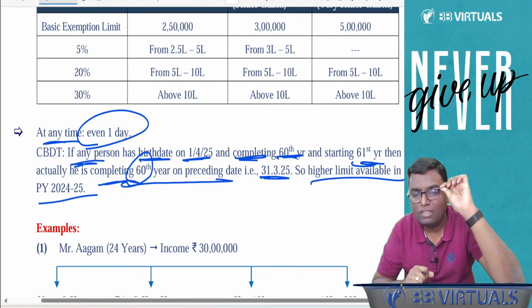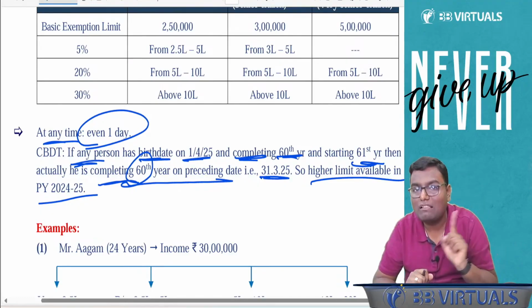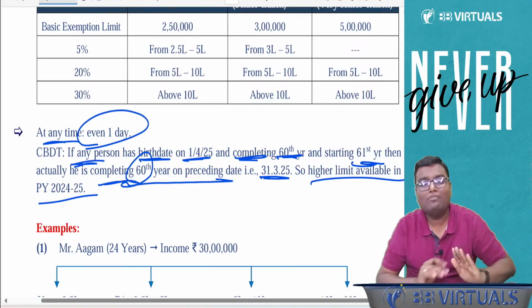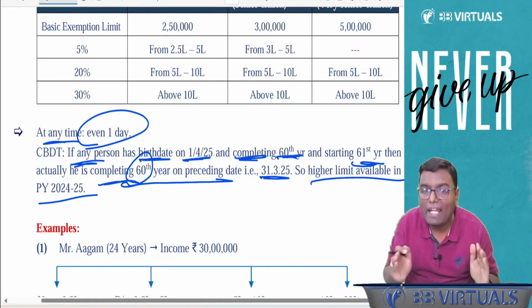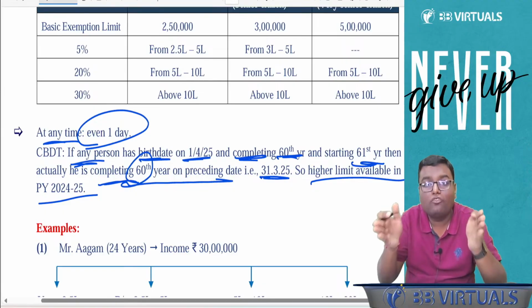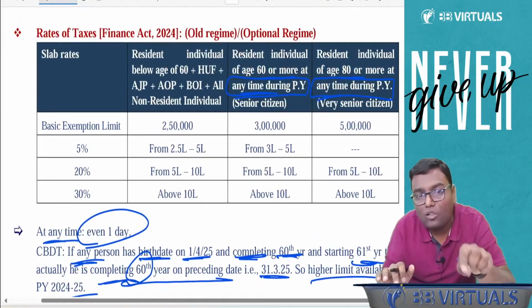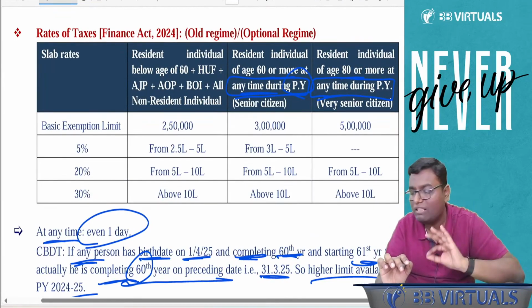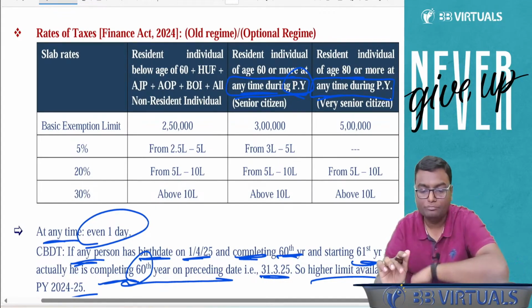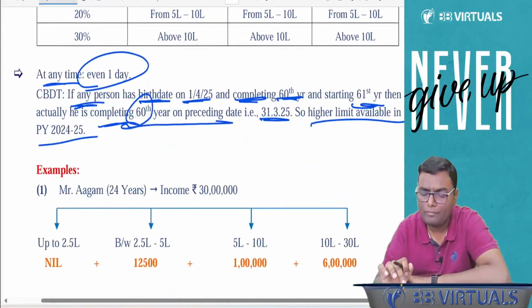Achha, please understand one thing. You have to see the age in the previous year, not in the assessment year. See, in the assessment year, we just do the calculation. All the data, all the facts we have to catch from the previous year only. So the age also you have to see from which year? Previous year. That is for us previous year 24-25. Are you understanding up to now?